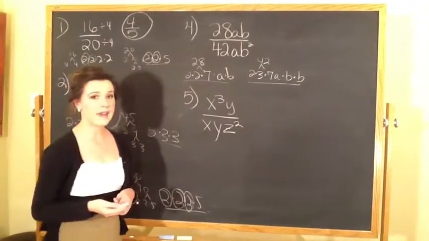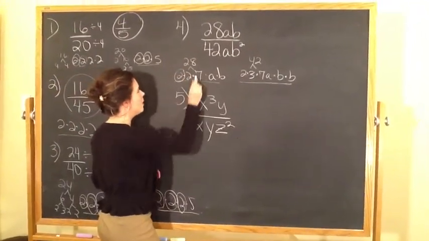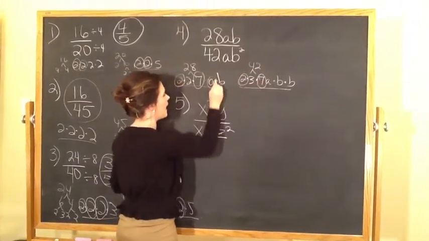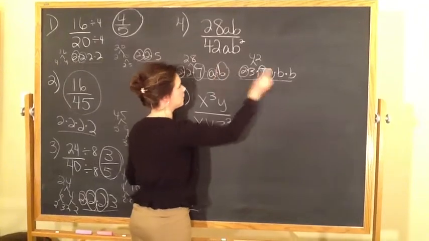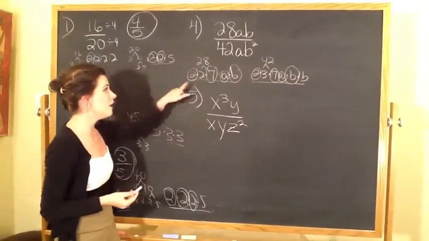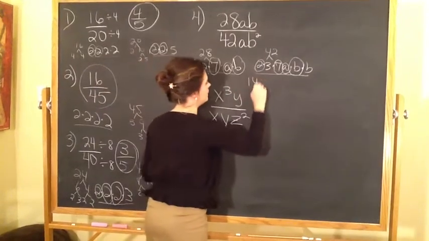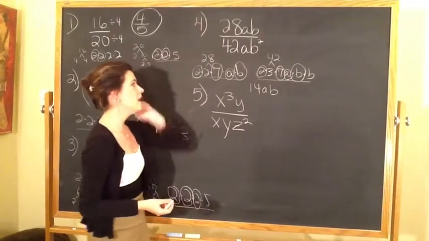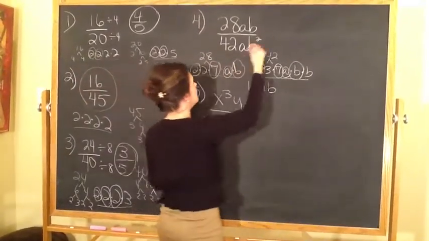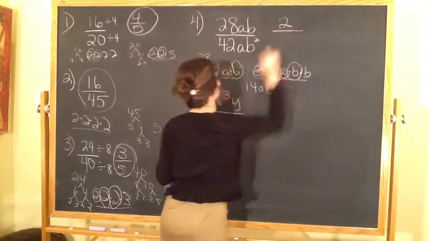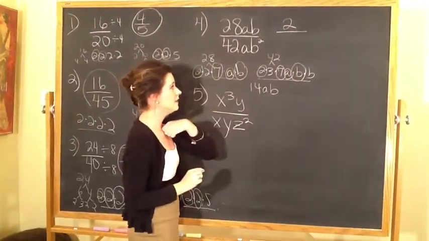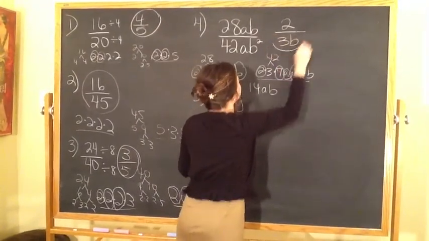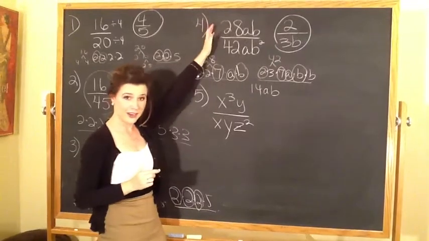So we're going to see what they have in common. We have a 2 over here, we have a 7 over here, we have a 2 over here and a 7 over here, an A, and a B. So we are going to be taking out 14AB because 14AB is a GCF of the top number and the bottom number. Once you take 14AB out of the numerator, you're left with 2. And when you take 14AB out of the denominator, you're left with 3B. So this is actually the simplified form of this fraction right here.